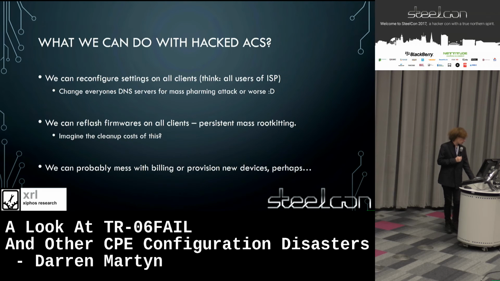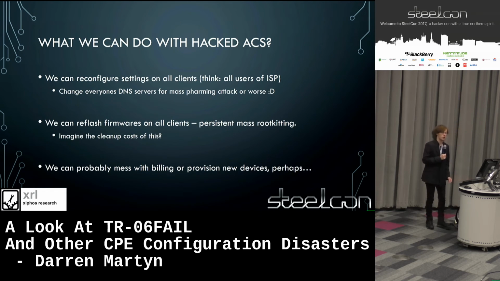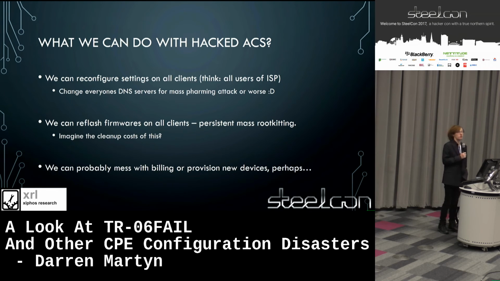What we can do when we pwn an ACS, as I may have said before, if you pop an ACS, you control everything the ACS manages. By which I mean you can reconfigure everyone's DNS settings and suddenly do a mass farming attack and redirect Facebook to Goatse, which would be pretty neat. Or you can reflash the firmware in all the clients, so you can tell the clients to send you their current firmware, backdoor them and send them back. So you do a mass persistent rootkitting.